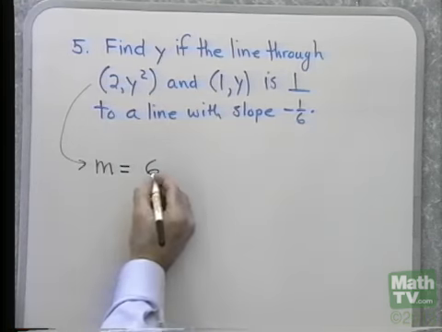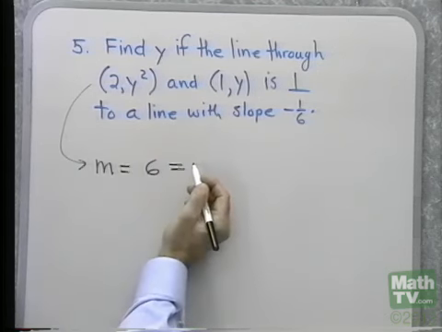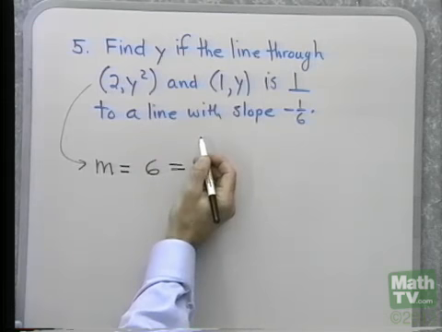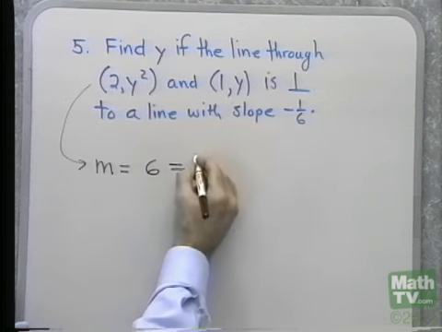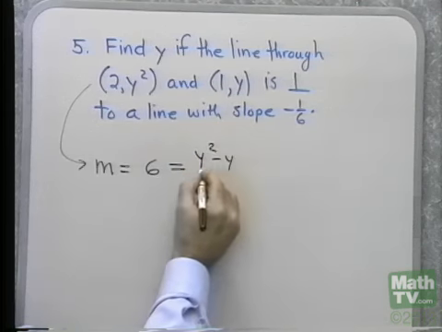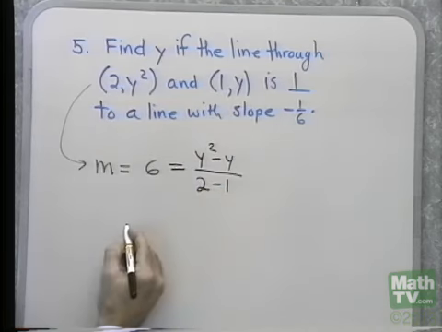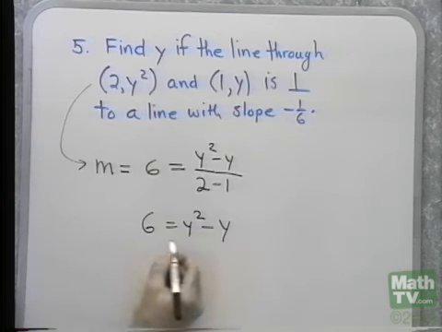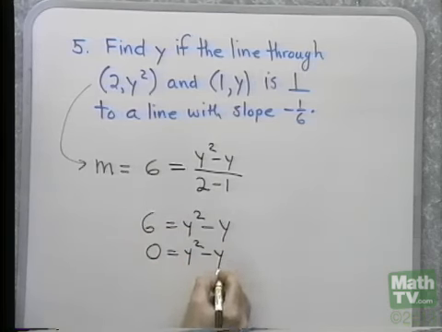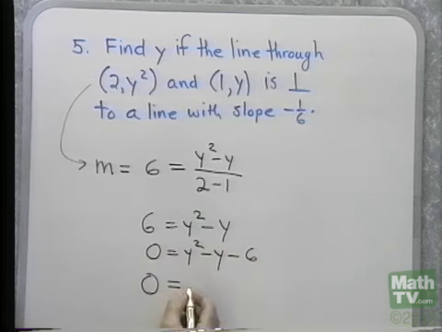Now, once I've written the slope as 6, then I'm also going to use my formula right here, my algebraic formula, the difference of the y-coordinates divided by the difference of the x-coordinates. So I'll start here with this value of y and subtract this value of y. So I'm going to have y squared minus y, all divided by 2 minus 1. So I end up with this. 6 is equal to y squared minus y. Quadratic equation, I'll write it in standard form. 0 equals y squared minus y minus 6. When I add negative 6 to both sides, I'll factor the right side.